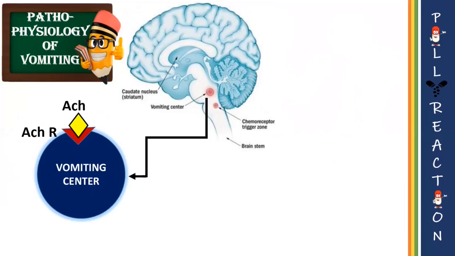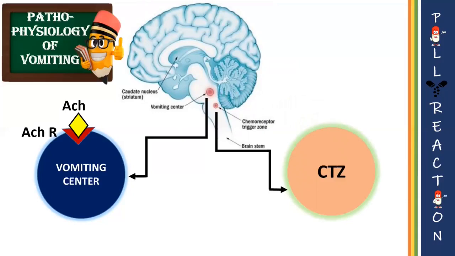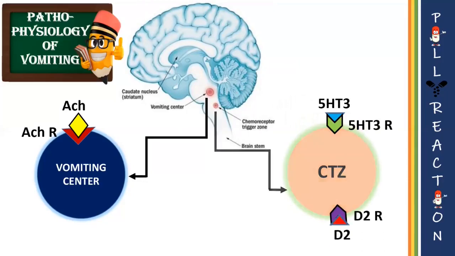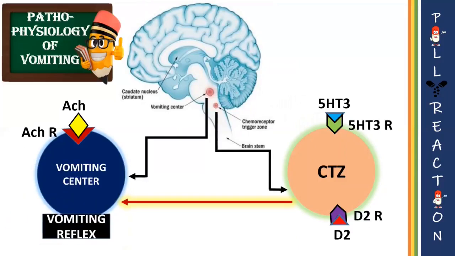Close to the vomiting center, near the medulla of the brainstem, we have another area called the chemoreceptor trigger zone, or CTZ for short. As the name suggests, CTZ gets triggered by chemicals and contains a few types of receptors such as 5-HT receptors and the dopamine receptors. When CTZ is stimulated, it will then stimulate the muscarinic receptors of the vomiting center. This helps in causing the vomiting reflex.